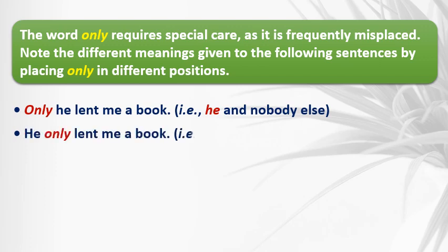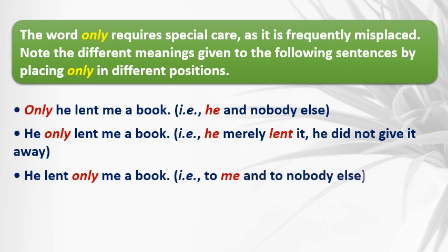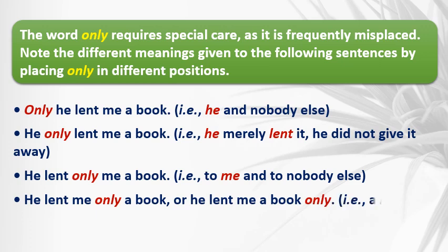Number 2, he only lent me a book. So in the second example, the meaning of only is he merely lent it, or we can say he did not give it away. Number 3, he lent only me a book. In the third example, the meaning of only is to me and not anybody else. Number 4, he lent me only a book, or he lent me a book only. So in the first sentence, the meaning of only is a book, and in the second one the meaning of only is nothing more.